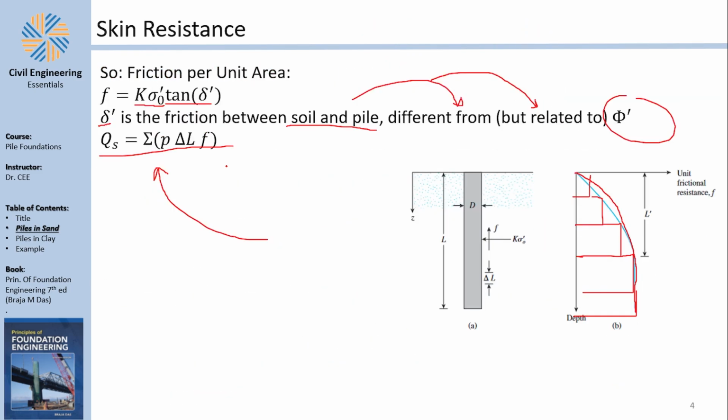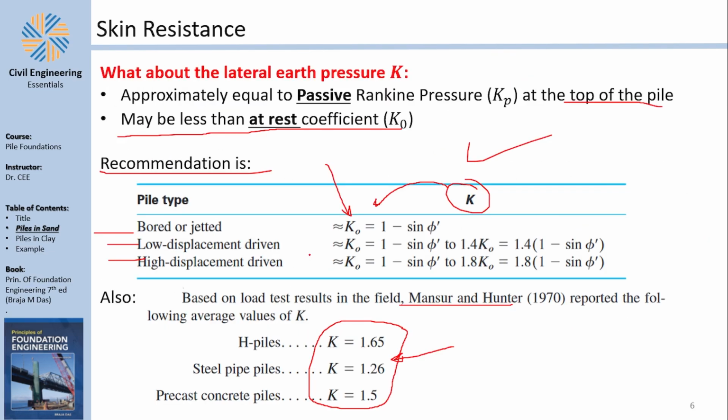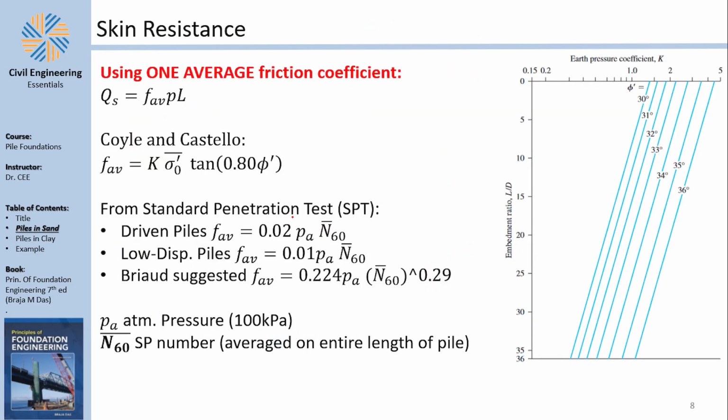Now, some scientists thought that this is a little bit too much. And what about we just, instead of doing this stratified approach in the skin resistance, let's just assume that the skin resistance is constant on the entire pile. Now, if you assume that the skin resistance is constant on the entire pile, then the full side area multiplied by this average friction is going to be your skin resistance. And this is the next set or family of equations to estimate the skin resistance. So this family of skin resistance equations uses one average friction for the entire length of the pile. Qs in this case equals friction average multiplied by the perimeter multiplied by the length of the pile.